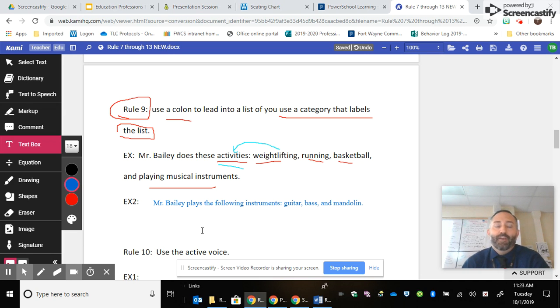And sometimes on the SAT, they purposely misuse it, hoping that you don't know the rule, and thus you pick the wrong answer, like no change, or the change needed is the wrong change needed. So that is rule 9. You can use a colon to lead into a list if you have a category that labels the list in front of the colon.